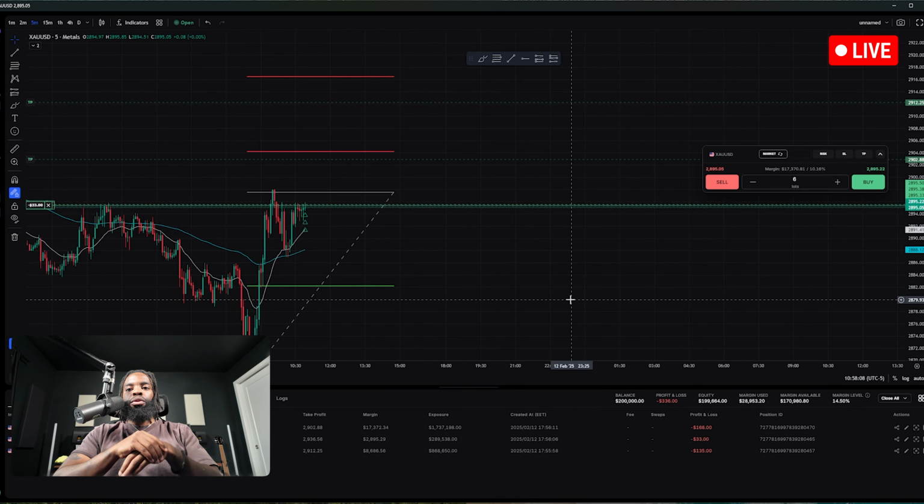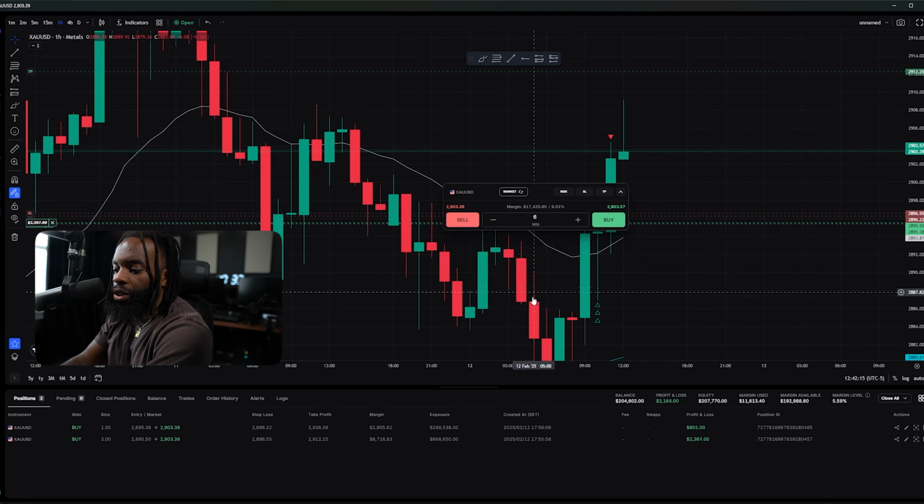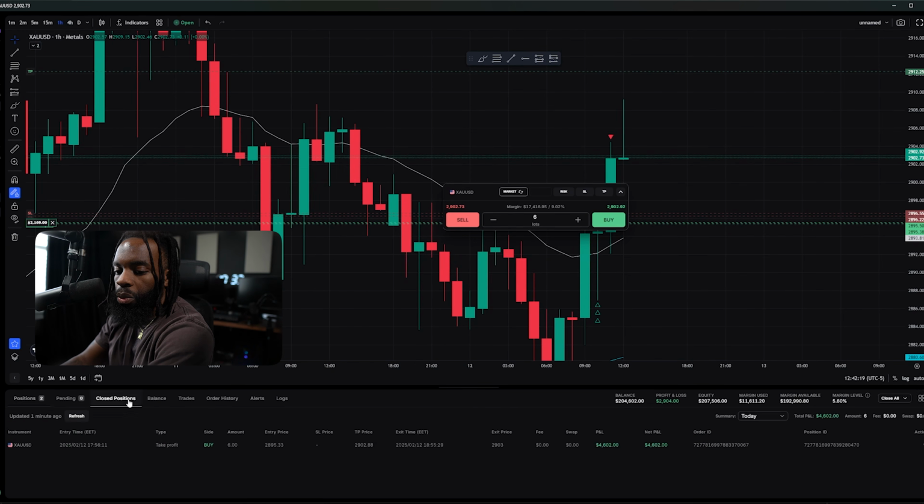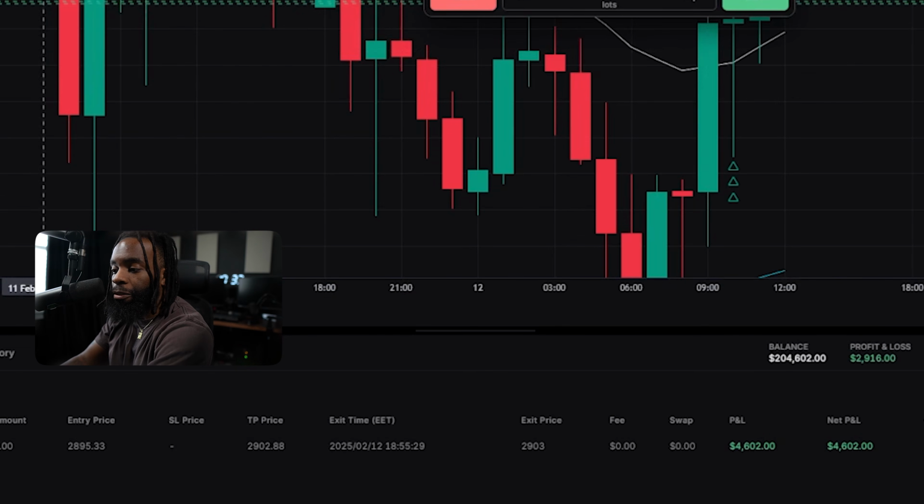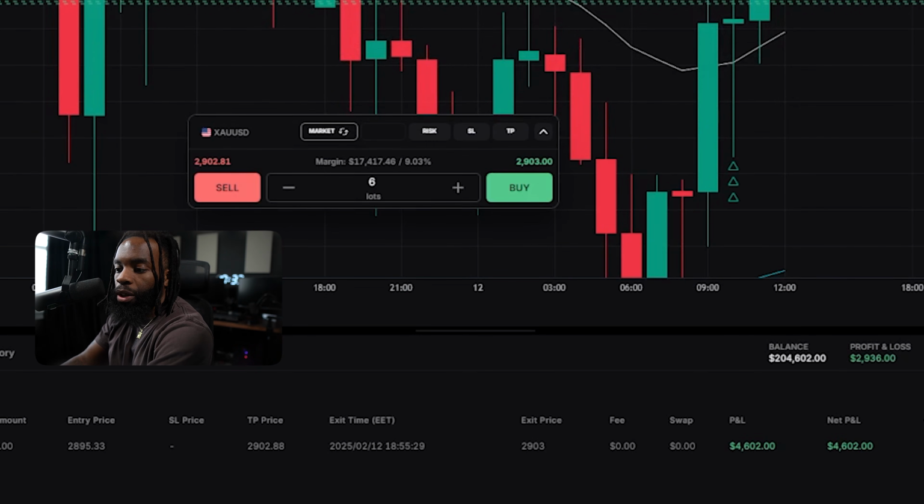Entered in as a scalp move, holding this trade out essentially as a swing move. Let's see how this plays out. All right, guys, so I end up making some profit. We actually closed this one at $4,000 in profit, and I did move my stop loss to some profit.